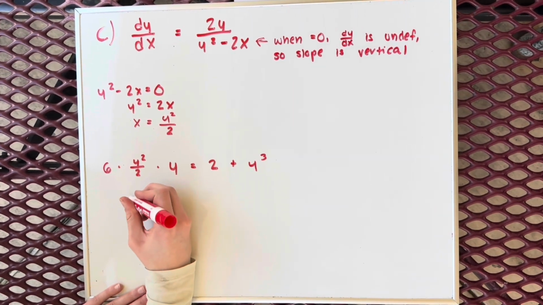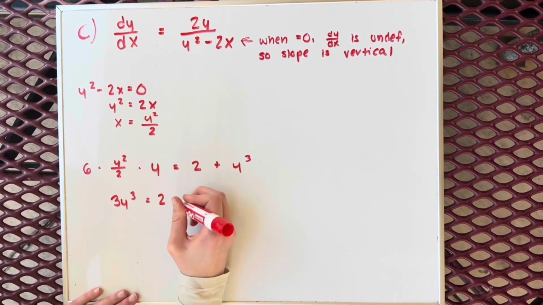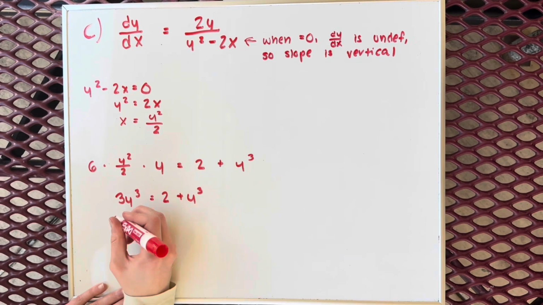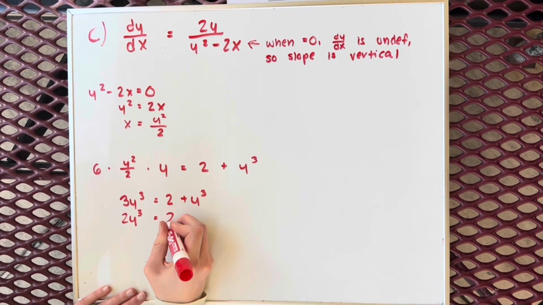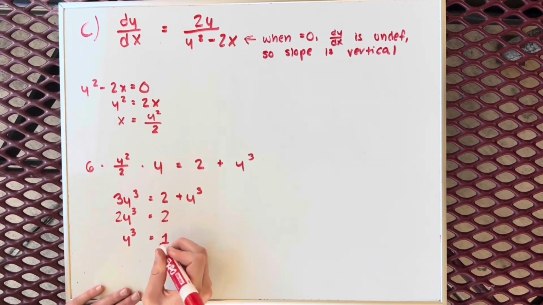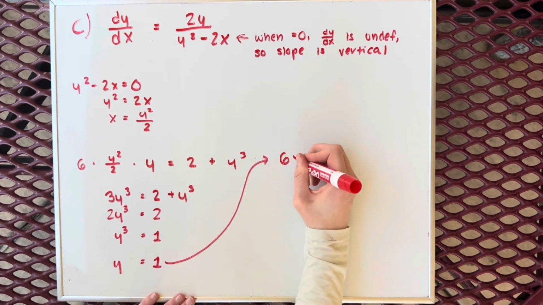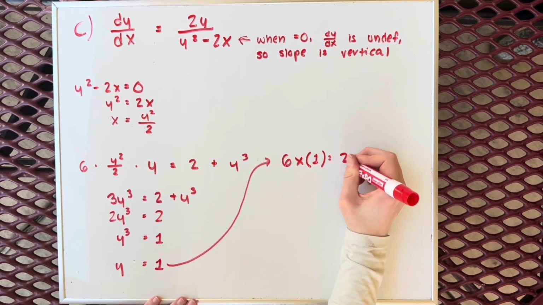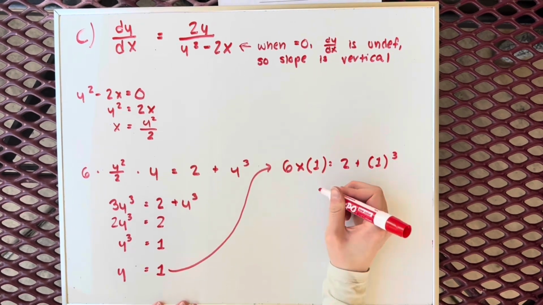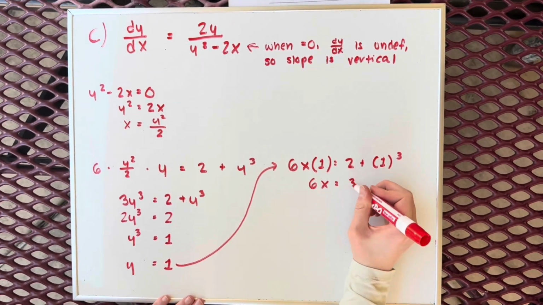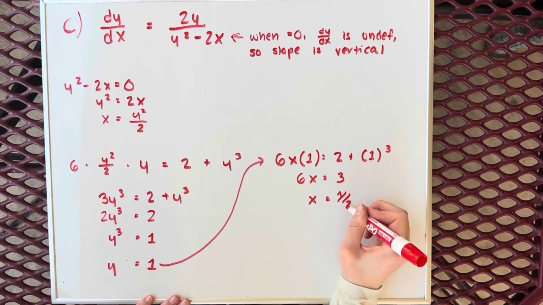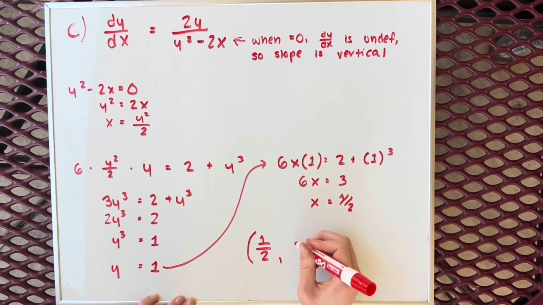As we simplify, we should end up with y equals 1, meaning that 1 is the y coordinate of the function at the point where the slope is vertical. We're plugging in 1 into the original equation to then solve for x. As we simplify, we should end up with 1/2, meaning 1/2 is the x coordinate at the point on the function where the slope is vertical.